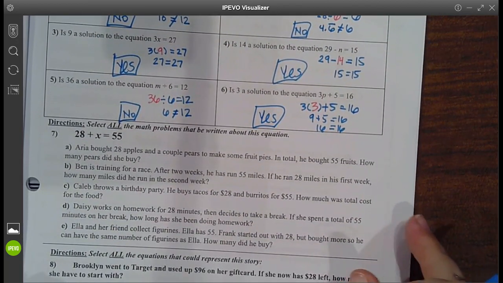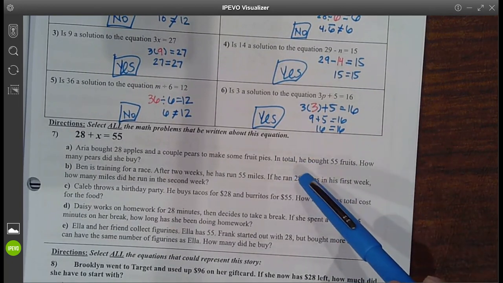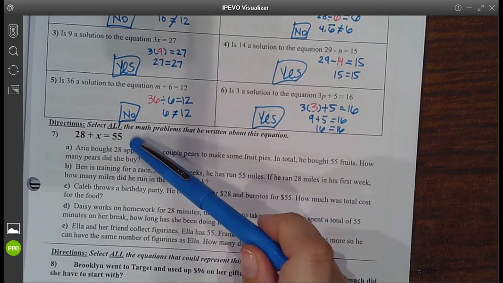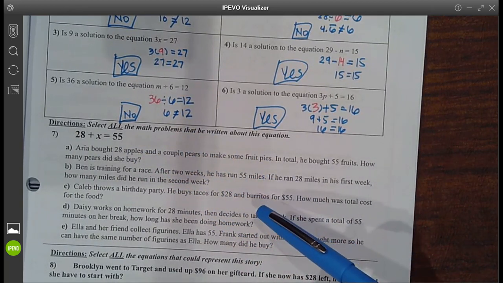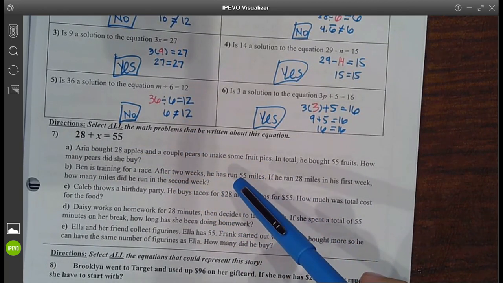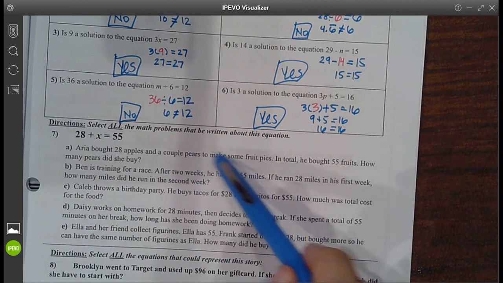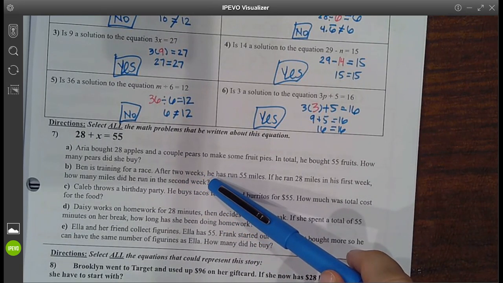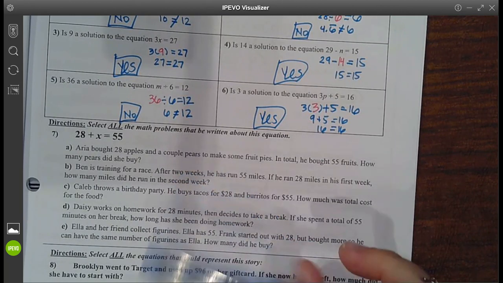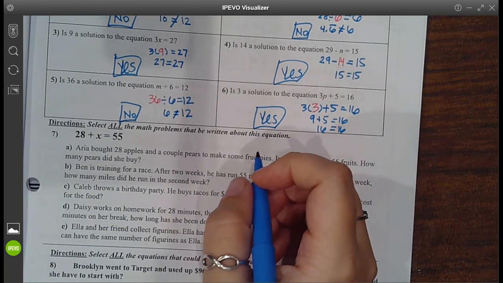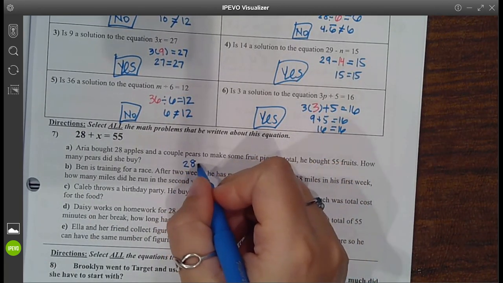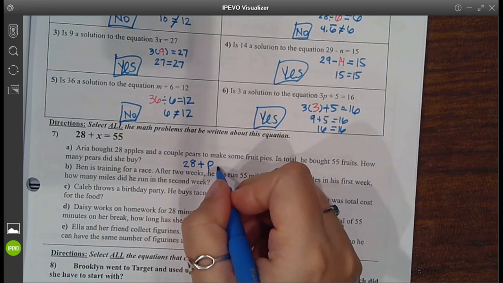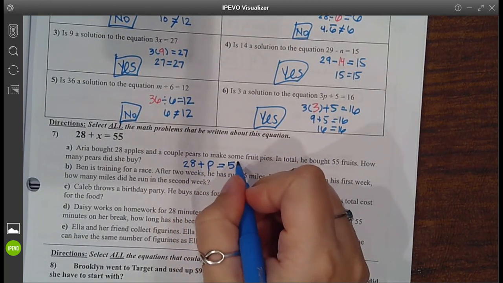Now for these ones, please notice the directions say select all the math problems that could be written about this particular equation. Okay, I think it's easier. Sometimes I write the equation for this and then compare it to see if they match. Okay, so it says Arya bought 28 apples and a couple of pears to make some fruit pies. And then in total, he bought 55 fruits. Okay. So you bought 28 apples plus some amount of pears we don't know. And in total, that's equal to 55.